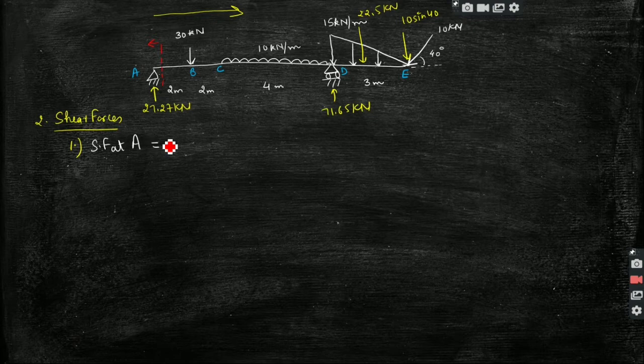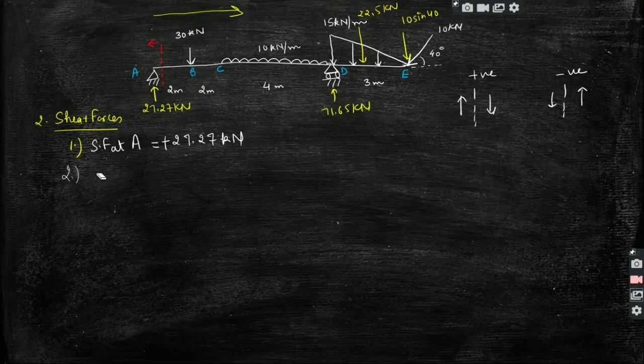Shear force is basically the summation of all the forces acting in the beam. So at this section we will just sum all the forces acting on its left hand side. There is only one force acting here, it is 27.27 kilonewton, and the sign convention we are using is that upward forces on the left and downward on the right are taken positive, and vice versa. As we are looking on the left hand side and the force is upward, this will be positive.